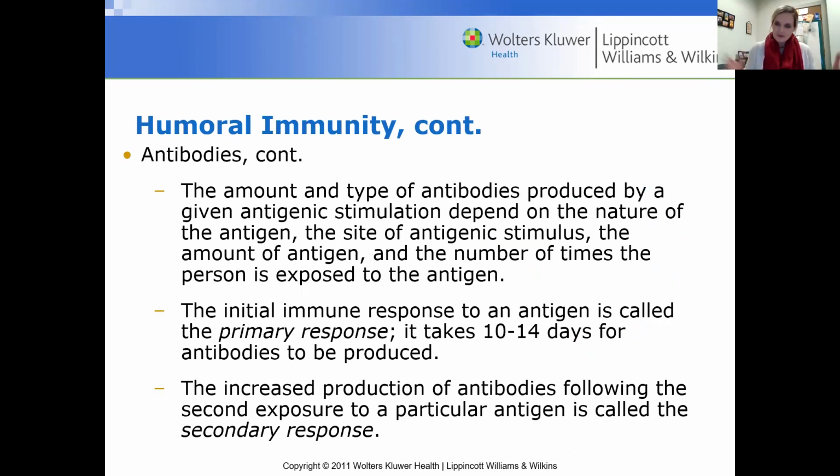So antibodies, what they're going to do, so the amount and type of antibodies that are produced by a given antigenic stimulation really depend on a couple different things. It depends on the nature of that antigen, meaning just the pathogen itself. The site of the antigenic stimulus, so where is this taking place in the body? The amount of antigen. So again, if we receive more pathogens, we're probably going to create more antibodies in response to it.